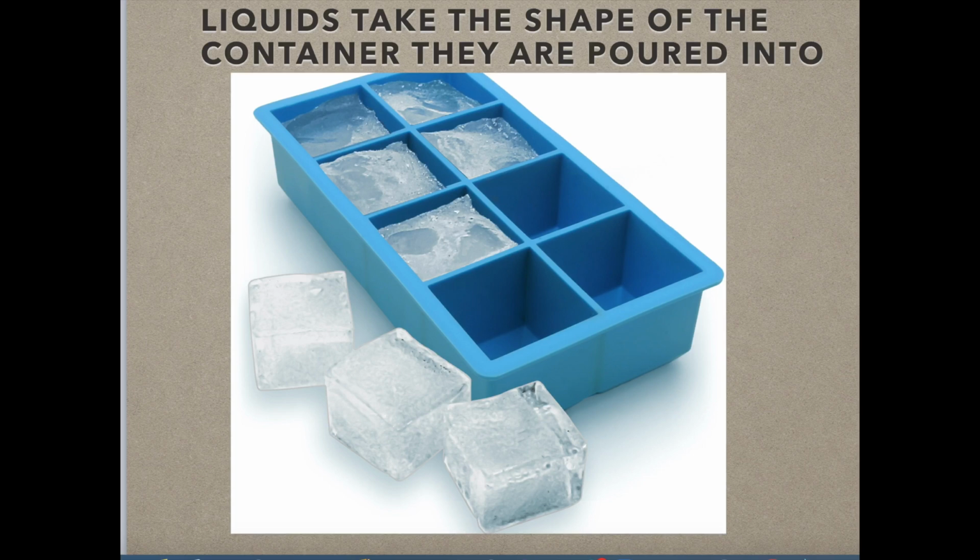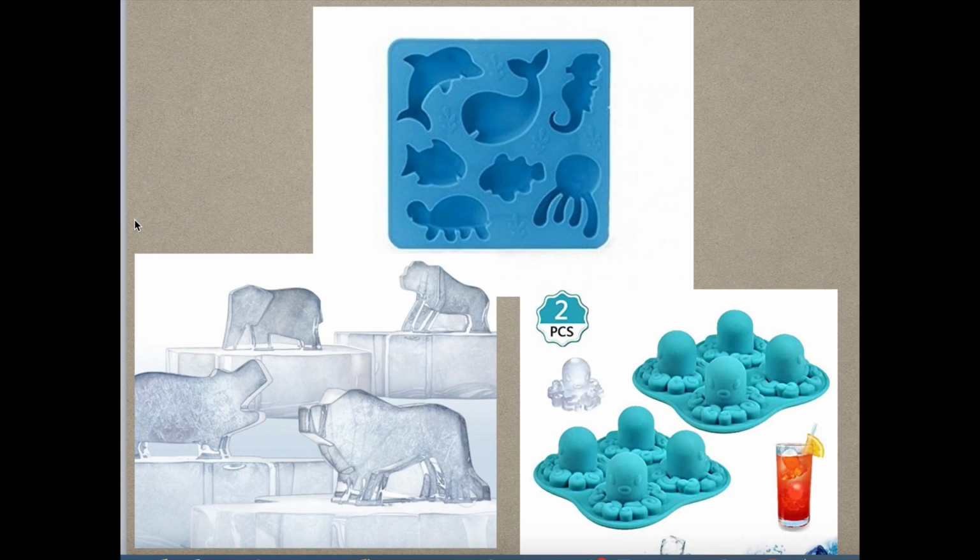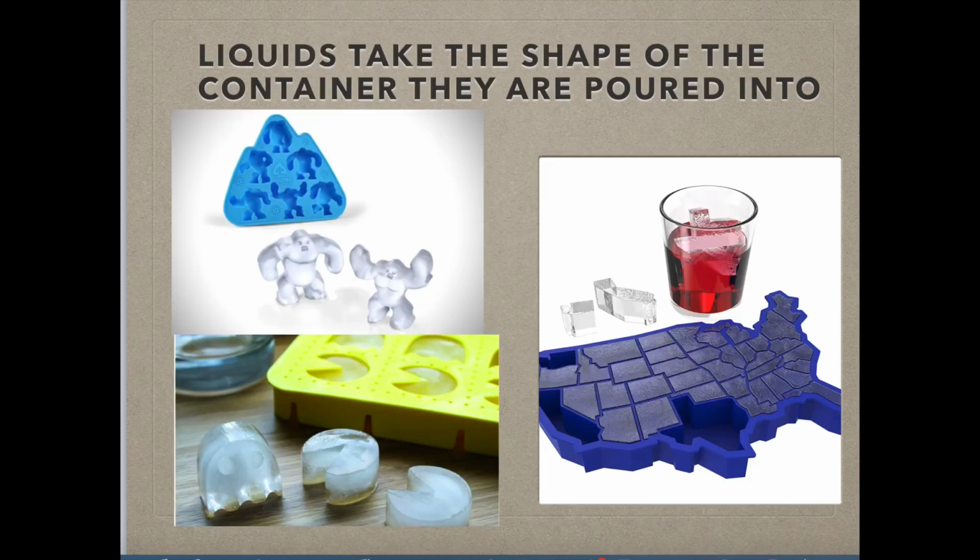Now, what's so special about liquids is that, just to reiterate, they can take the shape of any container they are poured into. So it doesn't just have to be a rectangle ice tray. It could be in the shape of animals. It could be in the shape of any mold. So here's some monster molds, some Pac-Man molds, the states. Okay, you can pour water into any of these molds, and when it cools and hardens and turns into ice, it'll take the shape of its container.